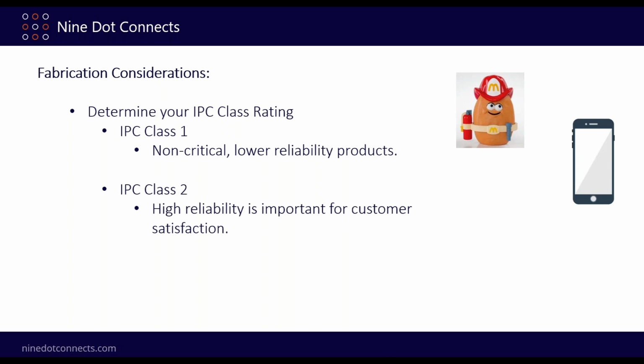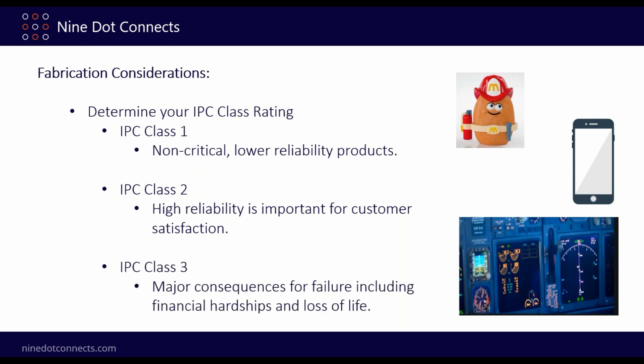Class 2 is high reliability. It's important for customer satisfaction. A cell phone 15, 20 years ago is probably not a class 2, but now it's definitely a class 2. When people are spending $1,200 on a cell phone and have everything they own on it, you better believe that customer satisfaction is important. And class 3 is major consequences for failure, like avionics, medical equipment, things like that.